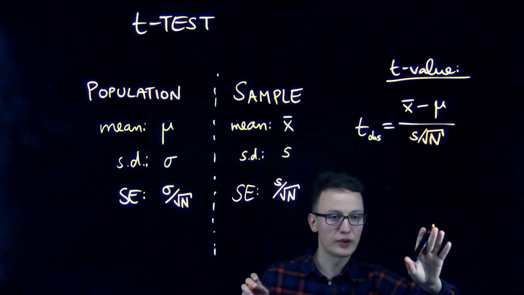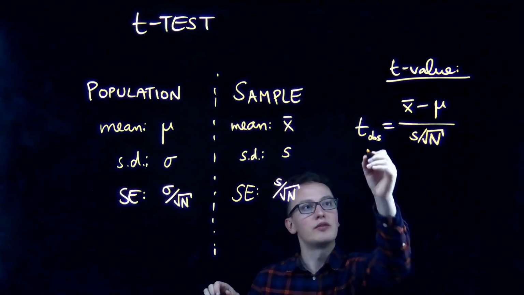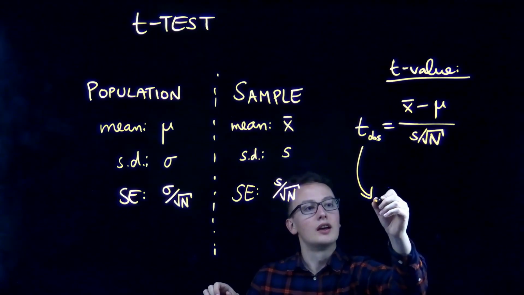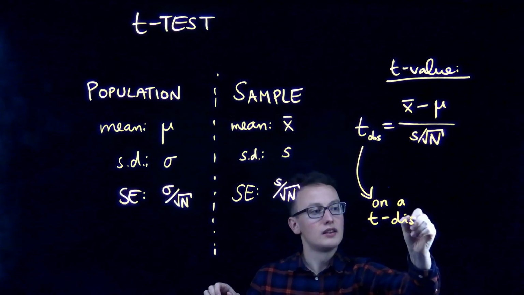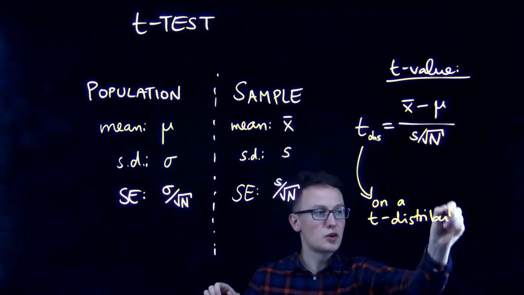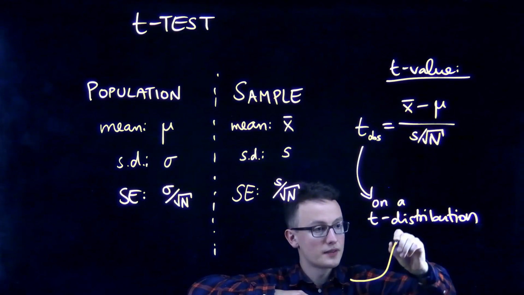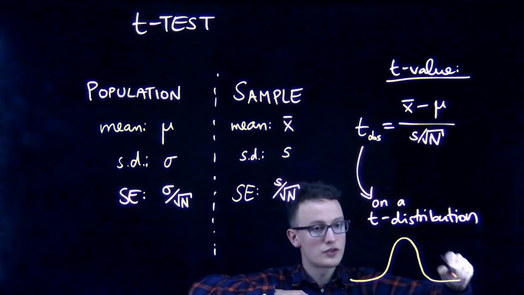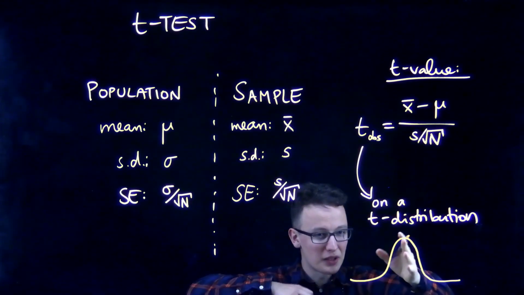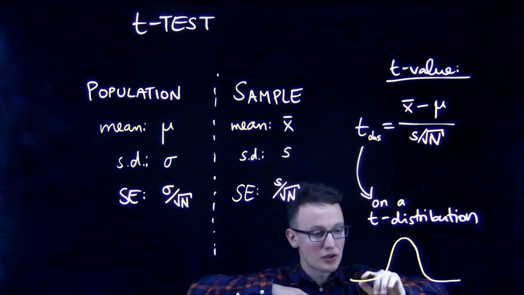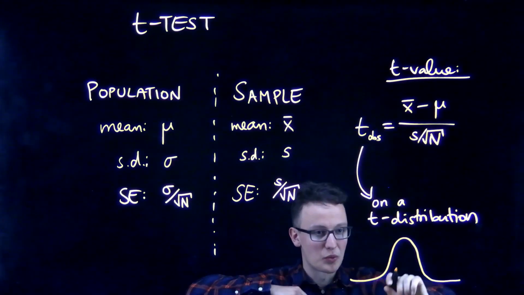And now the crucial difference to the z-test is that we don't look it up on a normal distribution, but in fact we have to look it up on a so-called t-distribution. So the t-distribution is also a probability distribution. It also has a curve that looks somewhat like this. So it's also a curve that has one mode, kind of similar looking to the normal distribution, but it usually has somewhat thicker edges than the corresponding normal distribution would have.